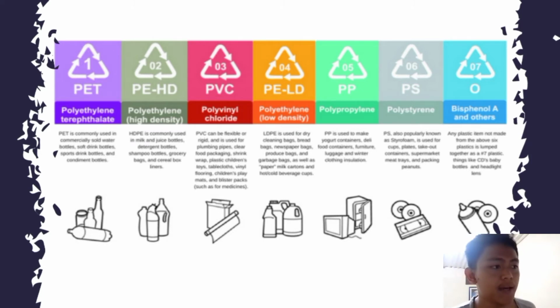So, sa type 7, o bisphenol A and others. So, sa type 7 po, yun po yung mga pinagsama-sama na hindi kasama sa 6 na nauna. So, dito po siya nasasama. Is any plastic item not made from the above 6 plastics is lumped together as a number 7 plastics. So, things like CDs, baby bottles, and headlight lamps. So, yun po ang example niya. So, yun lang po. Salamat.